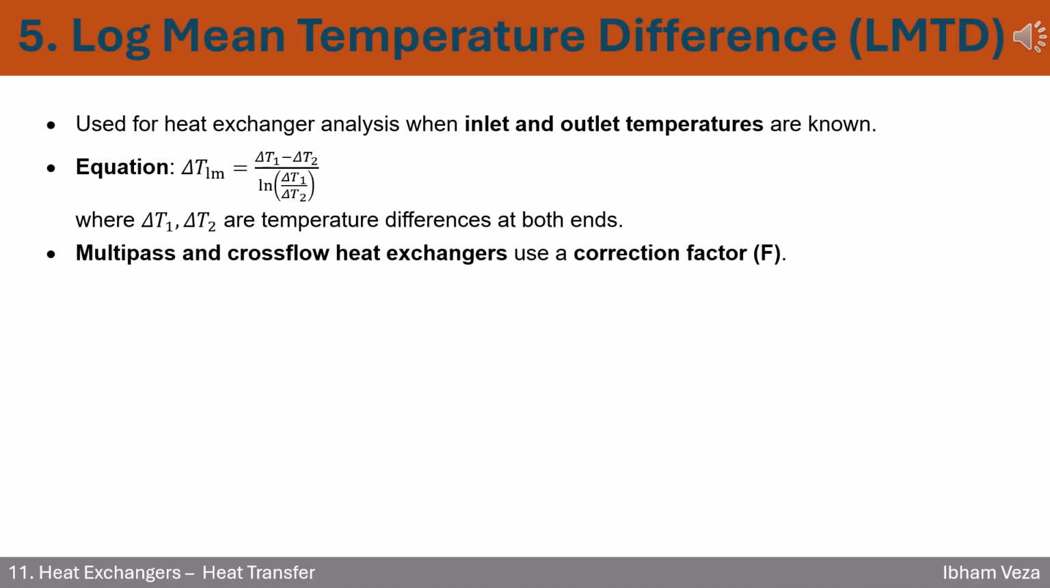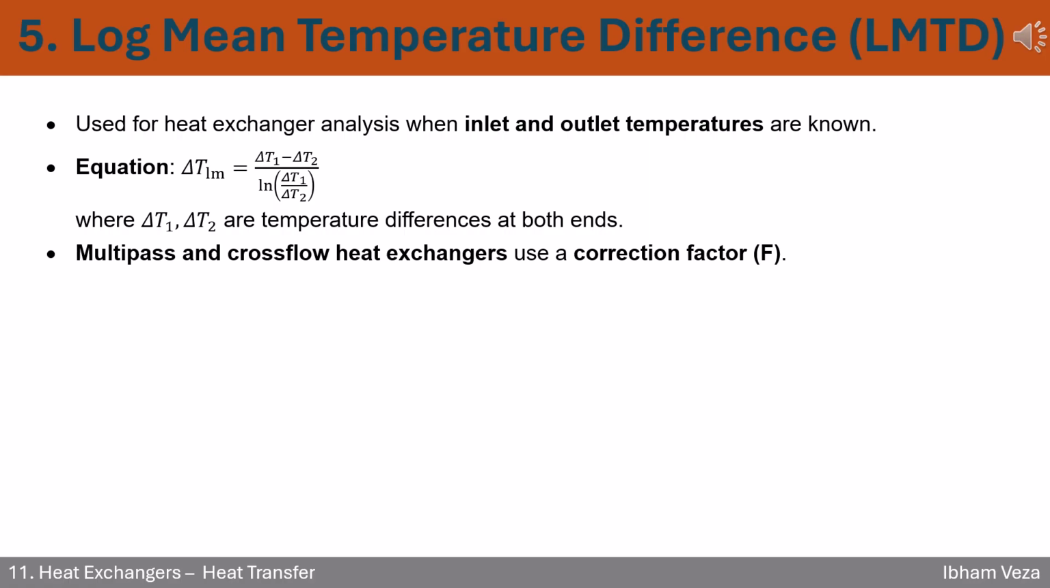Whenever you know both inlet and outlet temperatures of the fluids, you use LMTD to calculate the driving force for heat transfer. The formula looks complicated, but the idea is simple. The temperature difference changes along the length of the exchanger, so you take an average, but not just any average, a log mean average, because temperature change is exponential, not linear.